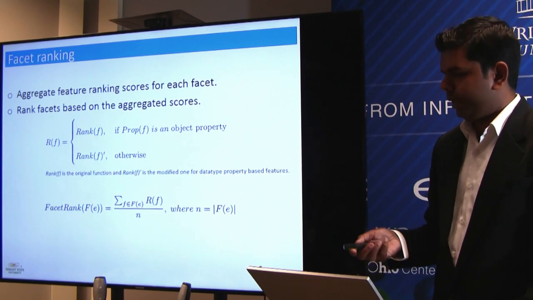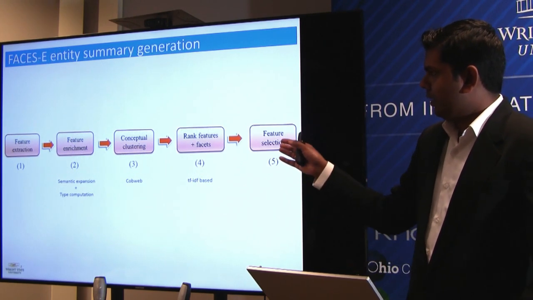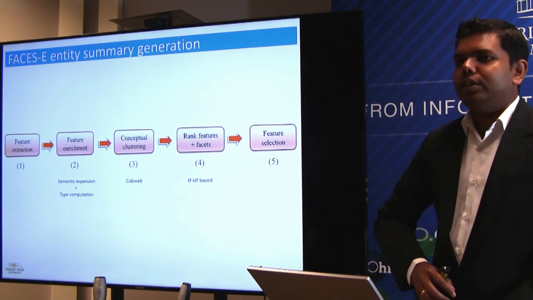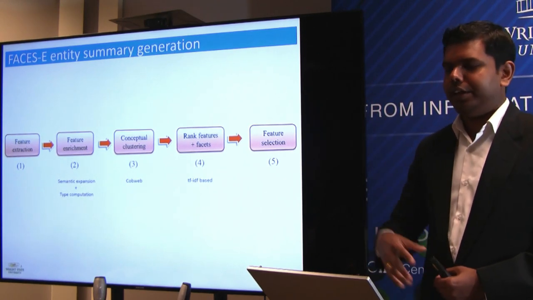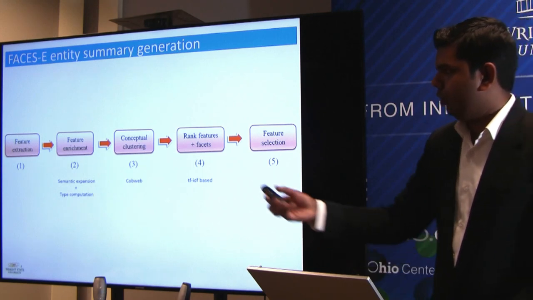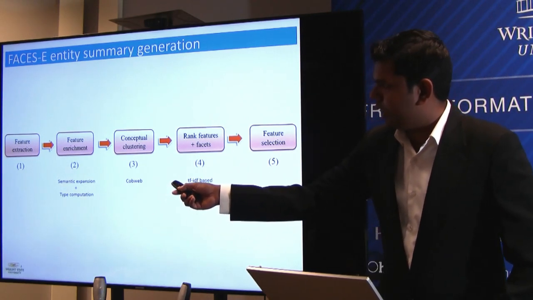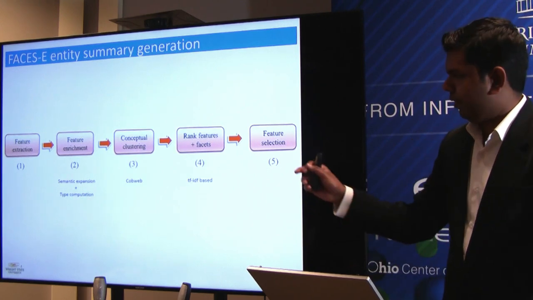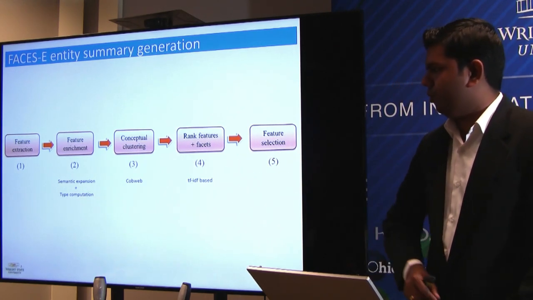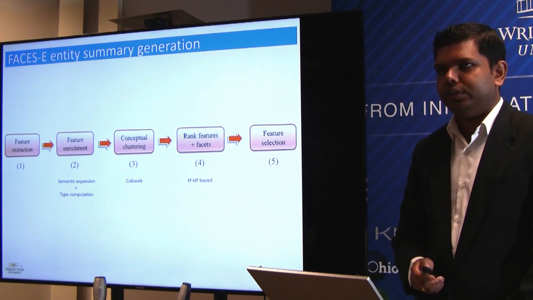So in picking the summary, in the last step here, we go in the order of ranked facets rather than randomly picking them. And then we also do the type computation for feature enrichment. And then we have adapted ranking for TF-IDF based equations.